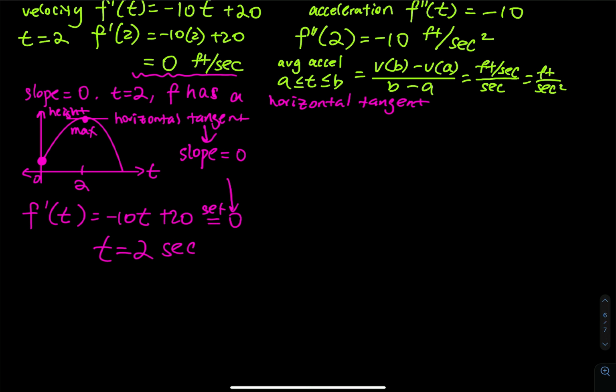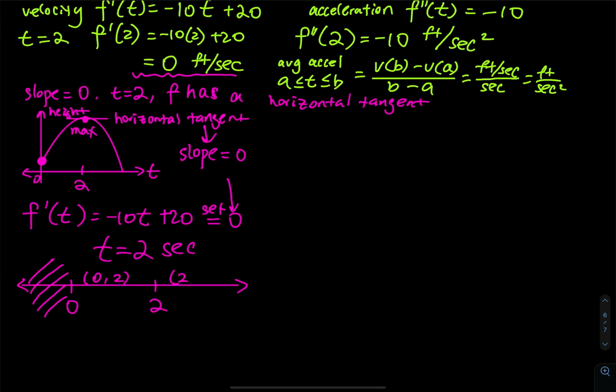So here is how you draw a number line, and then the minimum time is 0, and then we have t equals 2, and then we don't worry about when t is less than 0. So at this point we have two intervals. The first interval is from 0 to 2. The second interval is from 2 to positive infinity, and then you take a test value.